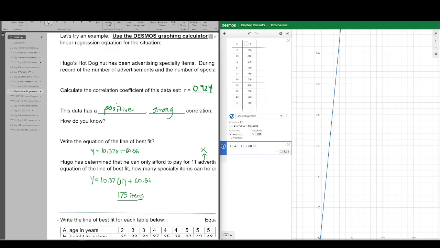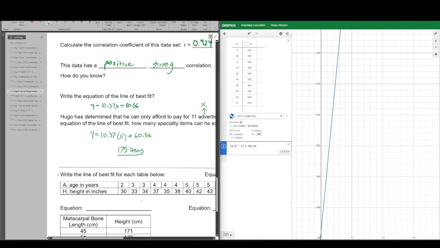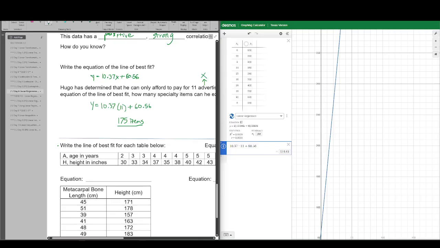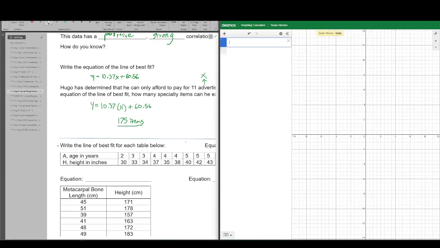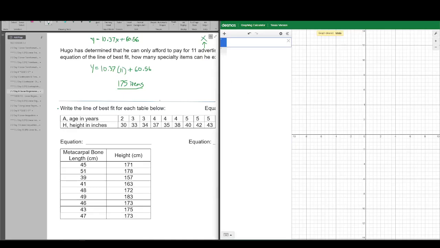Remember that these are estimated values based on a linear regression or a trend line, so they're not precise. It's not guaranteed that with 11 advertisements he will sell exactly 175, but that's the best estimate that we can make based on the data we have. So that pretty much covers it. If you're going to do more regressions, always clear out your calculator in between. So you can either click the little X's by each row or click on the gear and click delete all. So if you feel like you've got it, then that's all for notes.